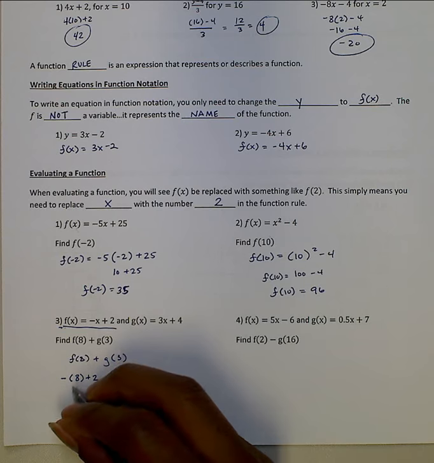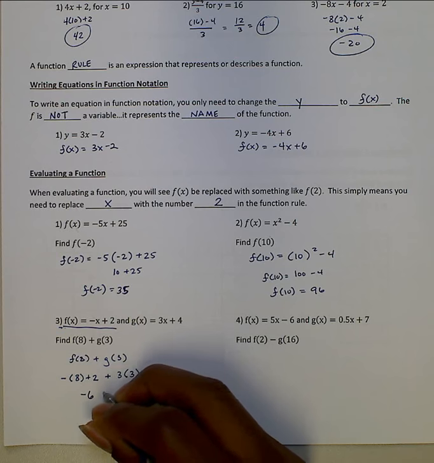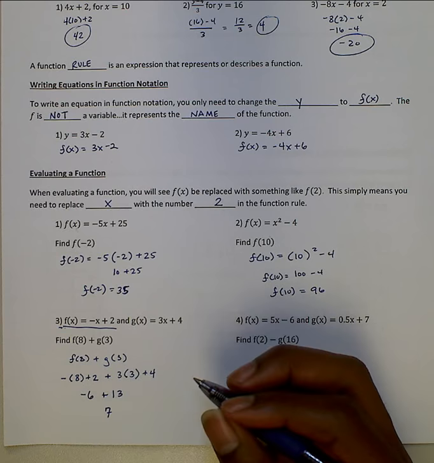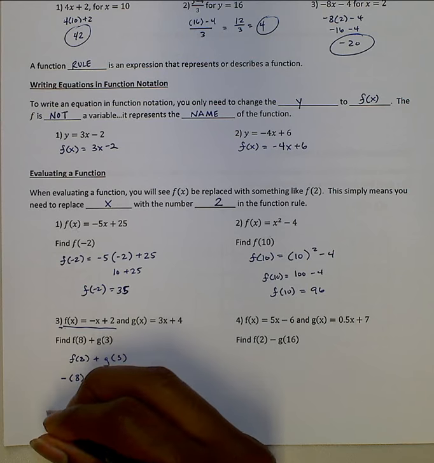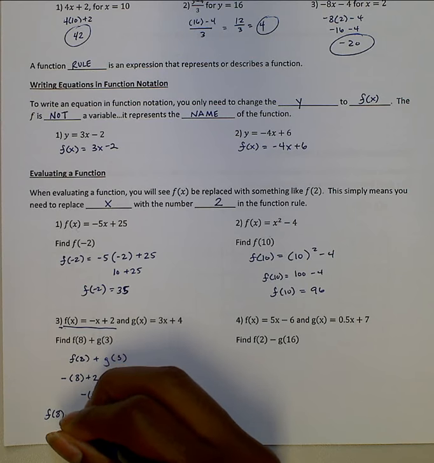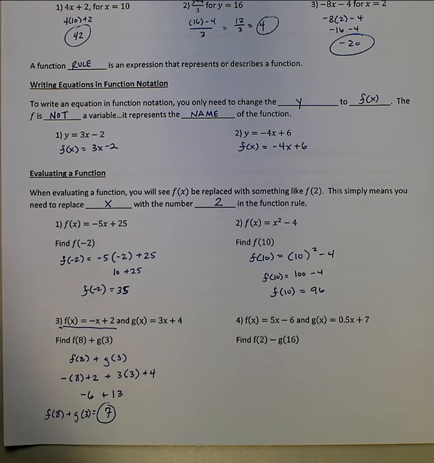So I have negative 8 plus 2, which gives me negative 6. 3 times 3 is 9. 9 plus 4 is 13, plus 13. Negative 6 plus 13 is positive 7. So I know that f of 8 plus g of 3 equals 7. Alright, you can try number 4 out for yourself. Bring that for when I check your notes.